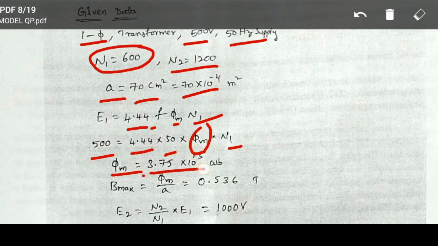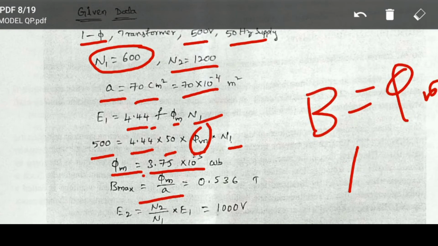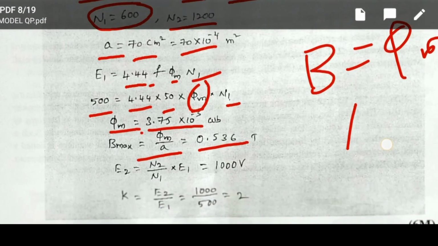From here, if we calculate phi m, it is 3.75 into 10 power minus 3 Weber. Therefore, B max equal to phi max by A, the maximum flux density. Phi max divided by the cross sectional area, if you divide it, you will get the value.